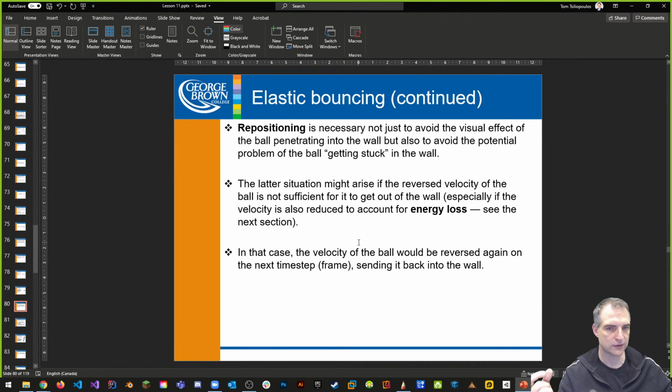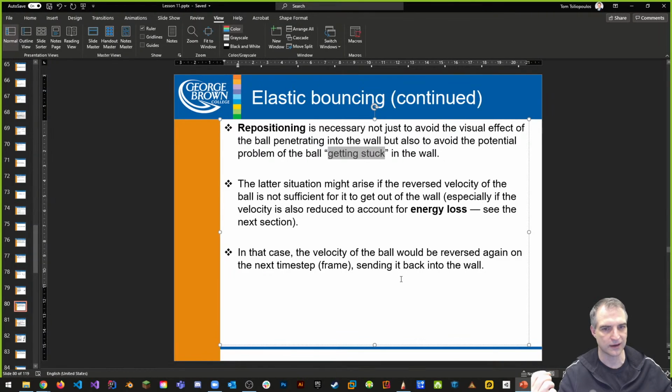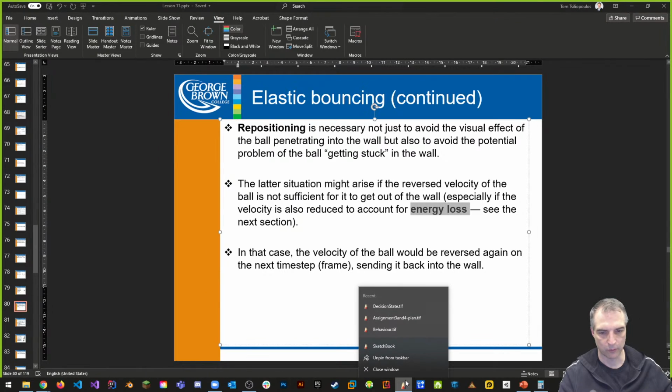So repositioning is necessary, not just to avoid the visual effect of the ball penetrating into the wall, but also because of the problem of the ball getting stuck in the wall, which can happen. The latter situation might happen if the reverse velocity of the ball is not sufficient for it to get out of the wall, especially if velocity is also reduced to account for some kind of energy loss. So we're going to talk about energy loss, because remember, you have to think about every time step or frame that we're looking at. Okay, so let's draw this out for a second before we continue with this example, so that we're clear.